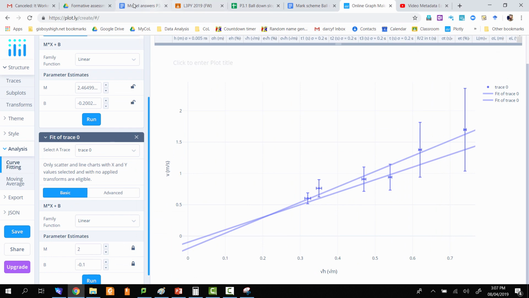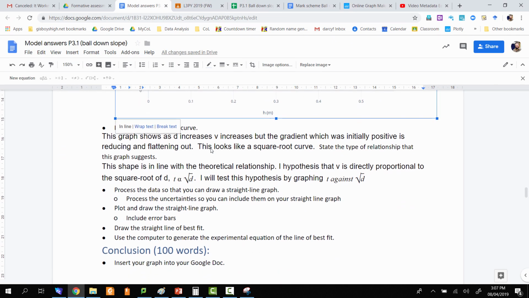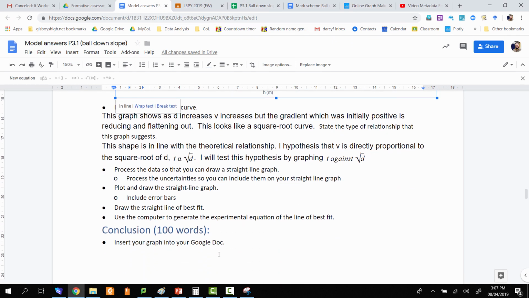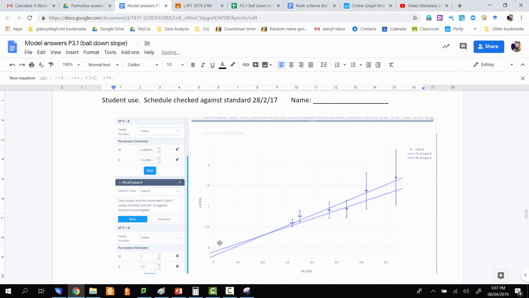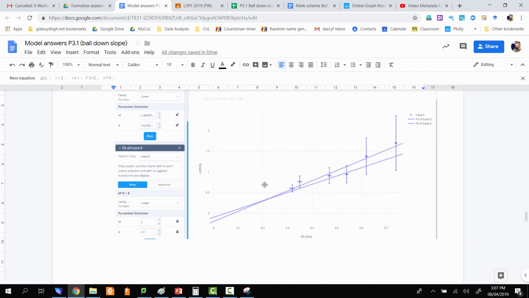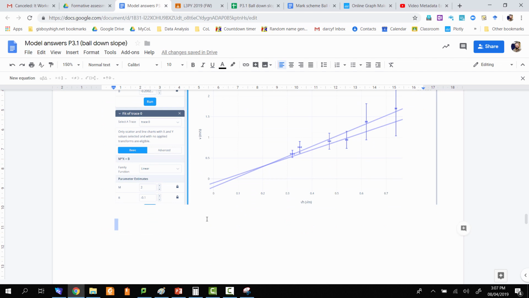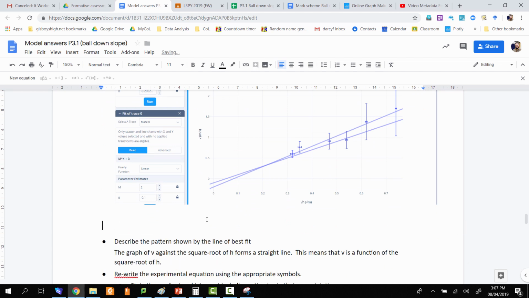Let's go to my model answers. Scroll down a bit. Okay, paste your graph in here. There we go. Paste my graph in there. There's my graph. Okie dokie. Right. I've prepared beforehand because you don't need to watch me type.